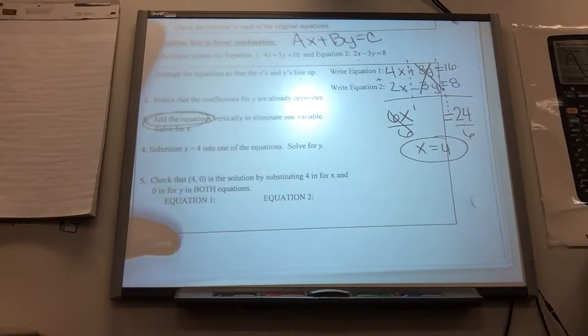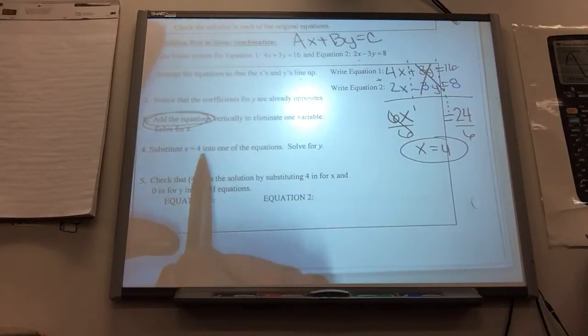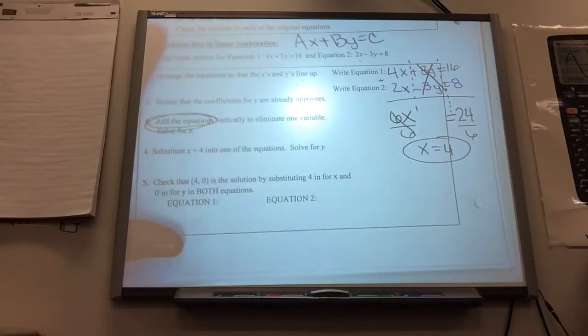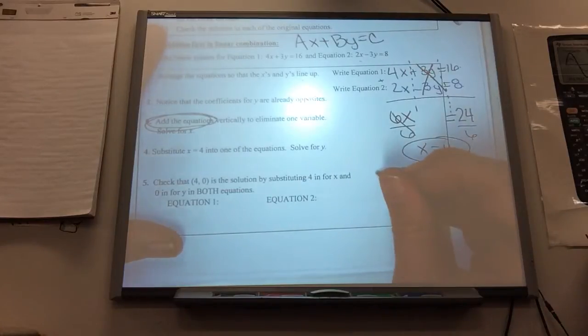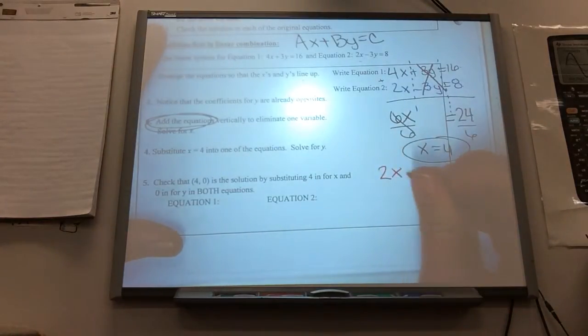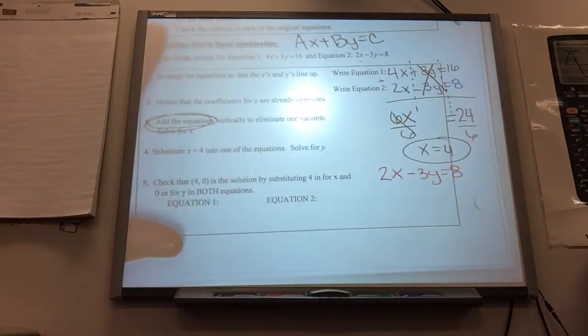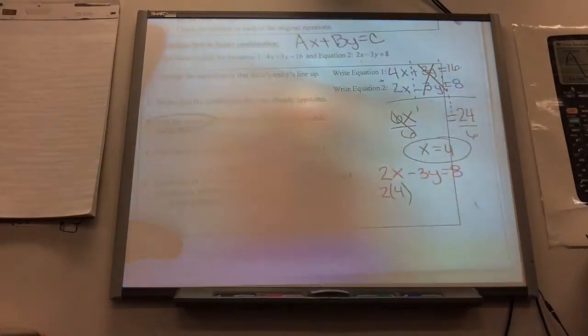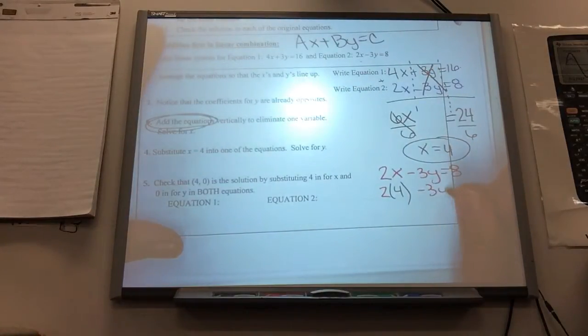I know what x is. So now it says substitute x equals 4 into one of the equations and solve for y. It does not matter which equation you choose. Would you like to use equation 1 or equation 2? 2. Sure. So 2 says 2x minus 3y equals 8. So I'm going back to my original equations. Doesn't matter which one you choose. X is 4, so I substitute it in. And now I'll solve for y.